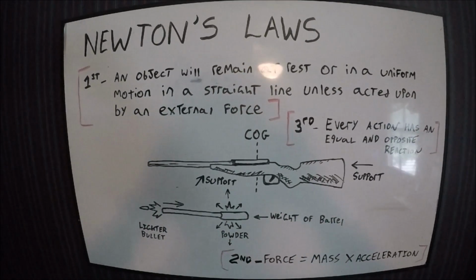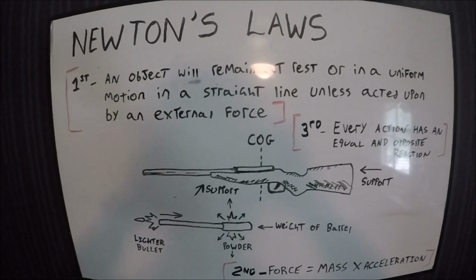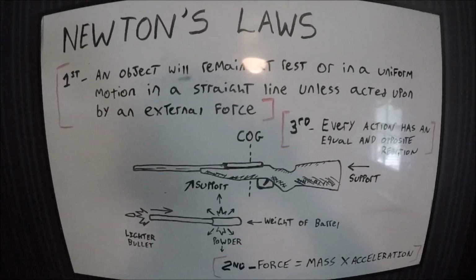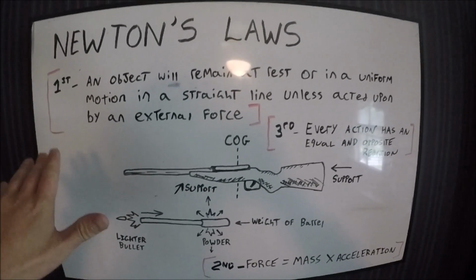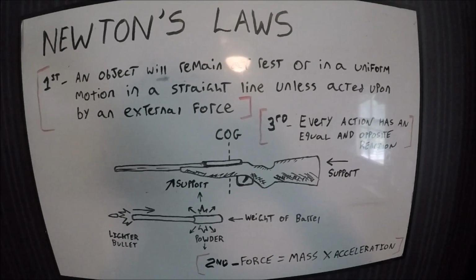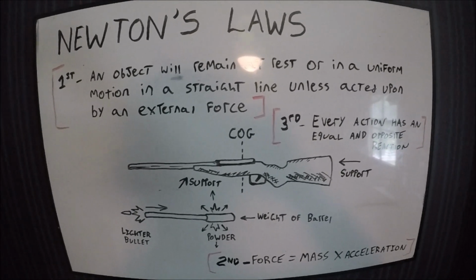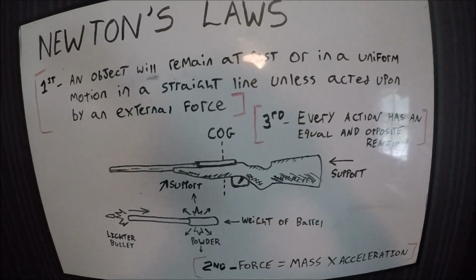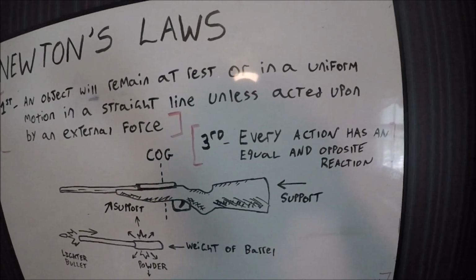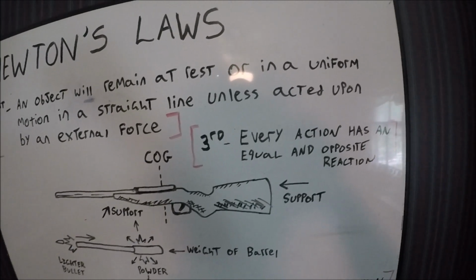So, to get started, I'm just going to go ahead and read through the three main laws that really apply in this situation. Then we're going to explain how that converts to a product. Alright, so the first law: an object will remain at rest or in uniform motion in a straight line unless acted upon by an external force. The second law: force equals mass times acceleration. And the third, my favorite: every action has an equal and opposite reaction.